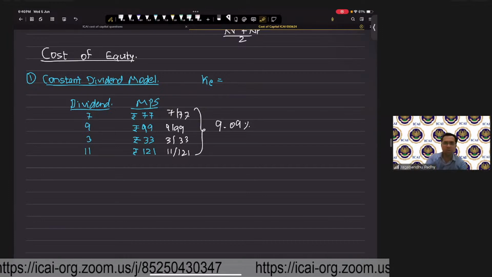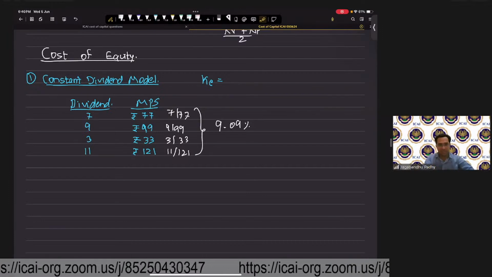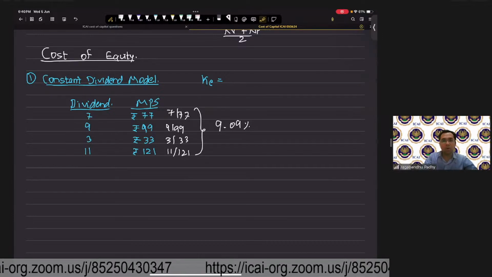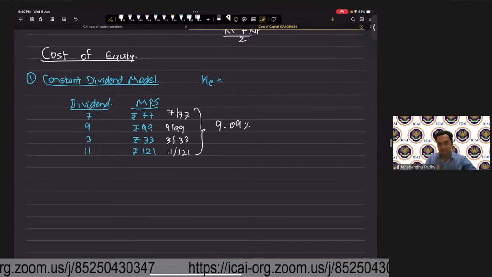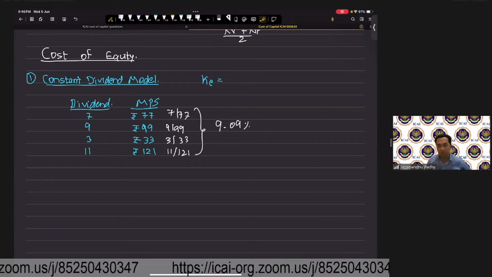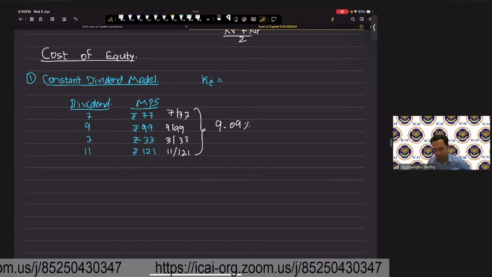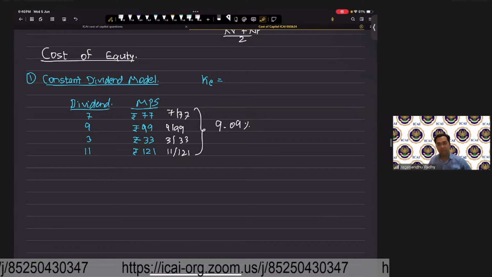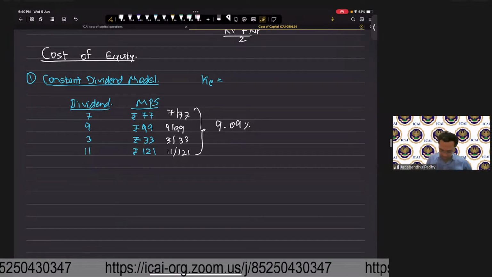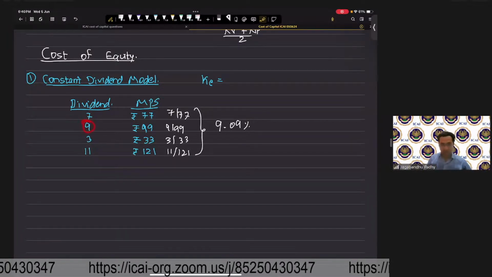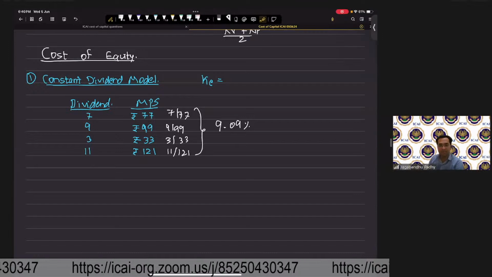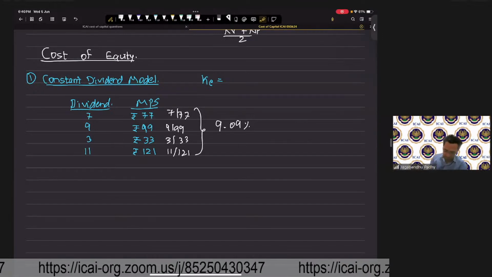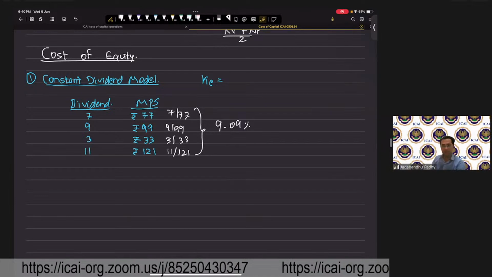And remember, equity shareholders never speak by words. They are always going to speak by their actions. They're going to explain the actions in the form of share price. See, when the company declared a dividend of 9, there was buying happening in the market, and that pushed the share price from 77 to 90.